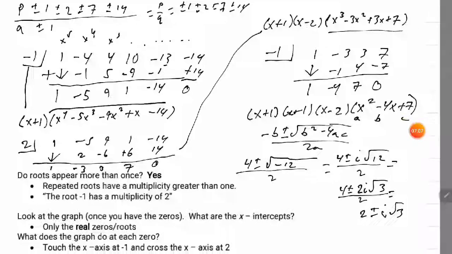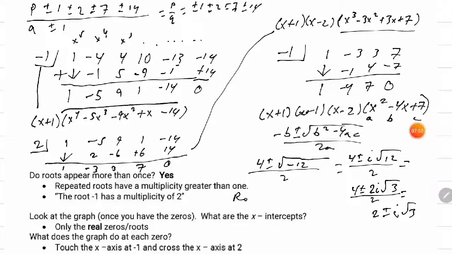So my answers, or my roots, are x equals -1, -1, so there's my repeated one, 2, and then 2 plus or minus i root 3, and that is all 5 solutions. So with a graphing calculator, this helps, and you will have a graphing calculator portion on your test. I will supply graphing calculators. Okay, here we go.